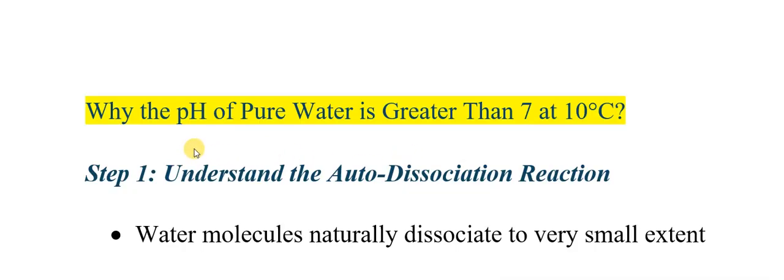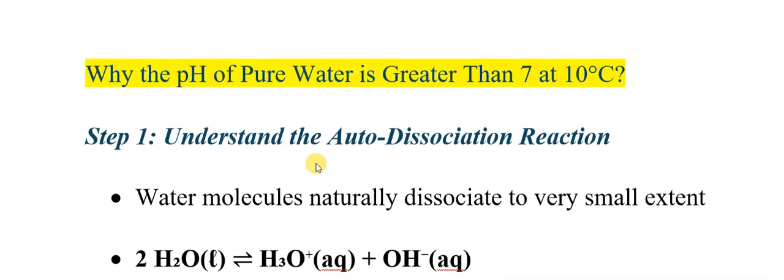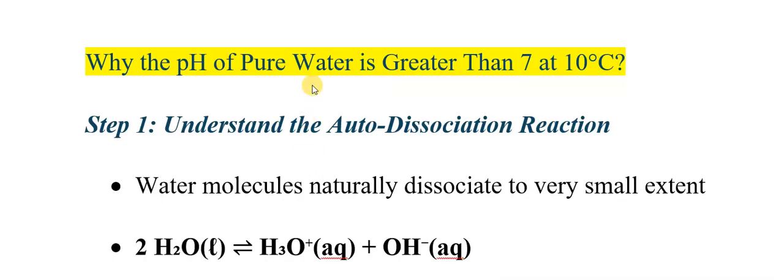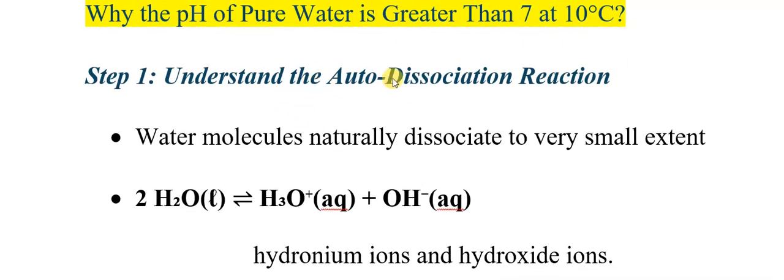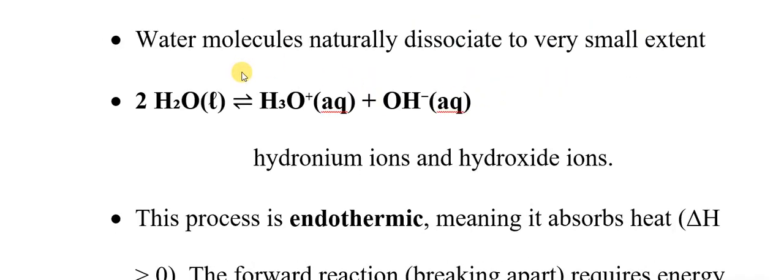Today we will discuss why the pH of pure water is greater than 7 at 10 degrees Celsius. To answer this question, first we understand the auto-ionization of water, in other words the auto-dissociation reaction of water. Basically, water molecules naturally dissociate to a very small extent at room temperature. Water self-ionizes into the hydronium ion and the hydroxyl ion.